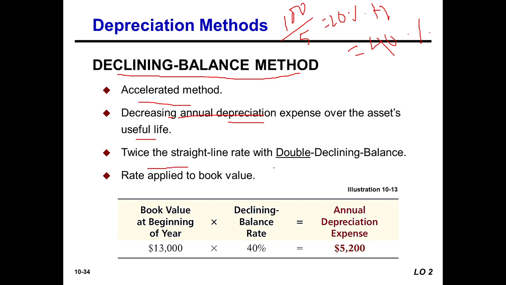Twice the straight line rate gives the double declining balance. Twice, that means it will be multiplied by 2. The straight line rate is 20%, twice the straight line rate is 2 times, and that is double declining balance. Sometimes we call it double decline. That means here 20%, here it will be 40%. And the rate is applied to book value. So this is 13,000, declining balance 40%. Thus annual depreciation expense will be $5,200.